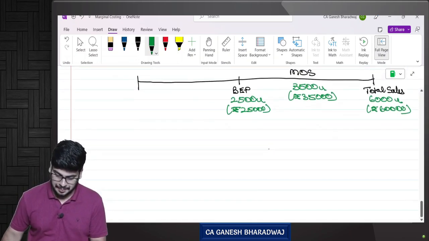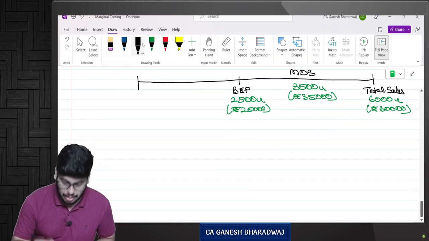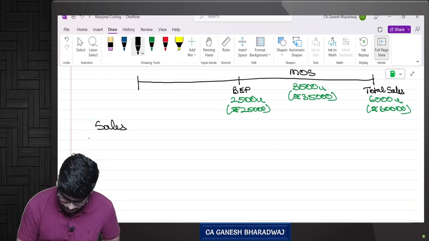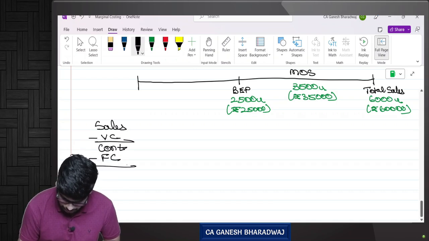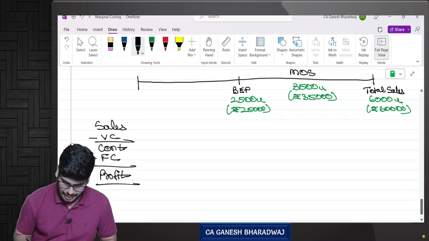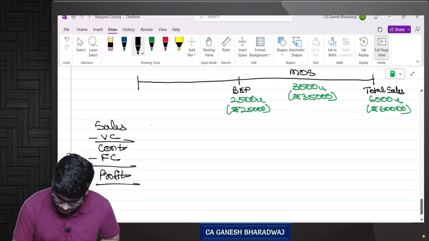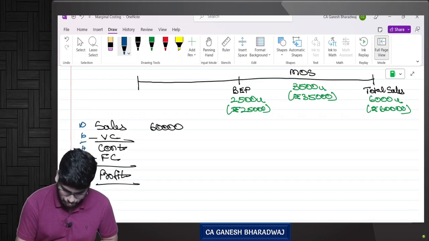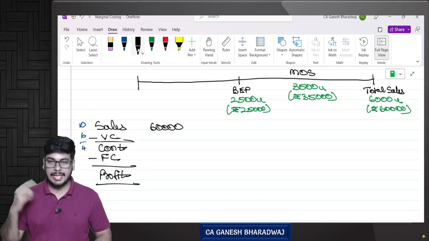And then you've got your marginal costing income statement. Sales minus variable cost gives you contribution, minus fixed cost gives you profit, right? So in our example, sales was how much? 60,000 rupees. So we know that the selling price is 10 per unit, variable cost is 6 per unit, contribution is 4 per unit. Yes, so with all this data, let us do it quickly.